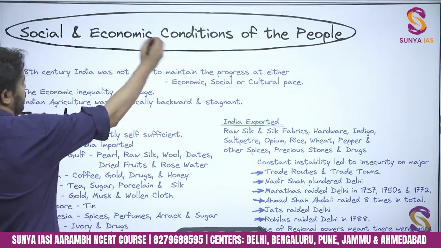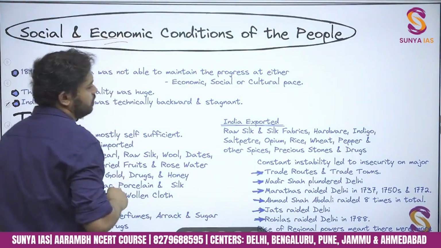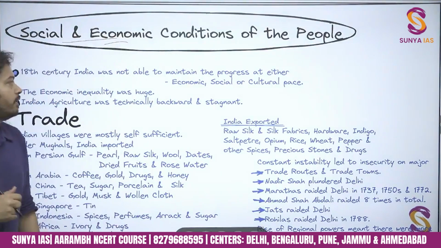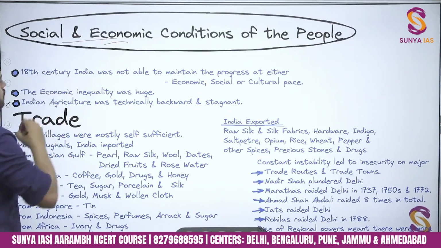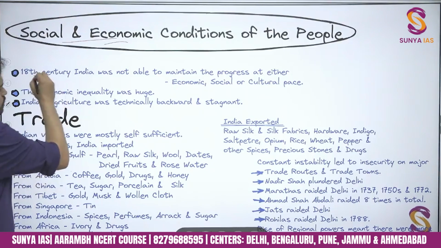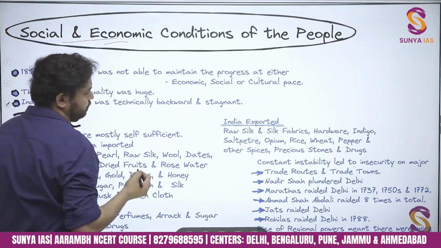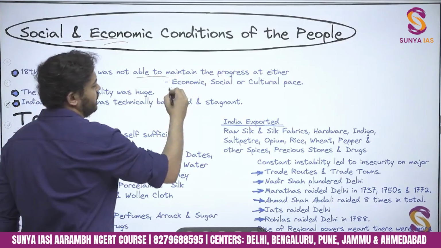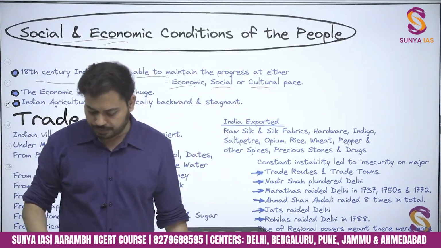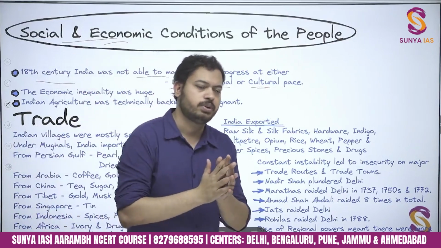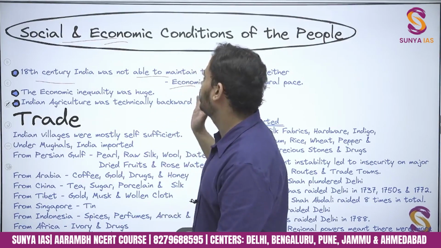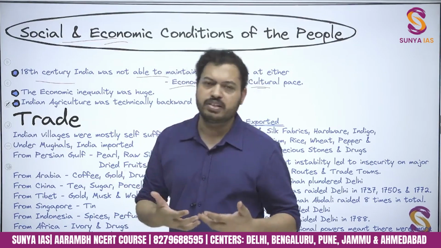Fine. Now let's move to the social and economic conditions of the people. This is something which is very important. The 18th century India was not able to maintain progress at the economic, social, and cultural base. Now, understand again something very important for you. When we are talking about these social and economic conditions, what went wrong with India?